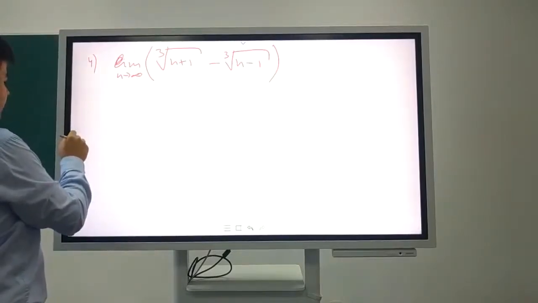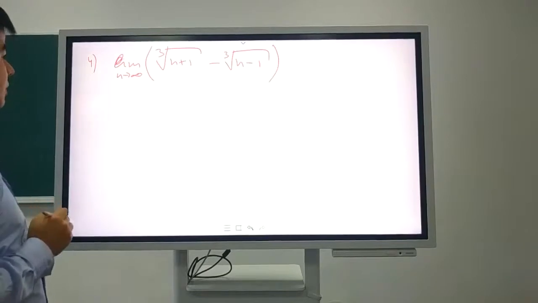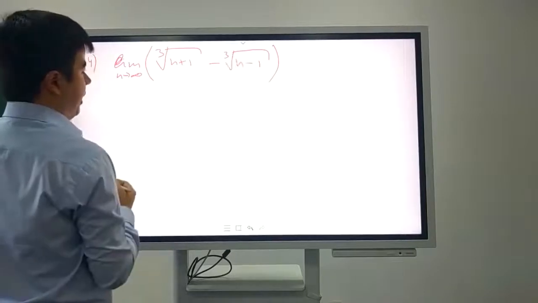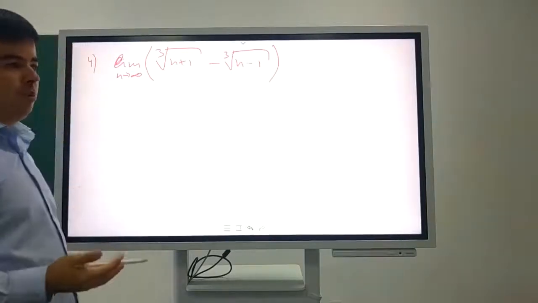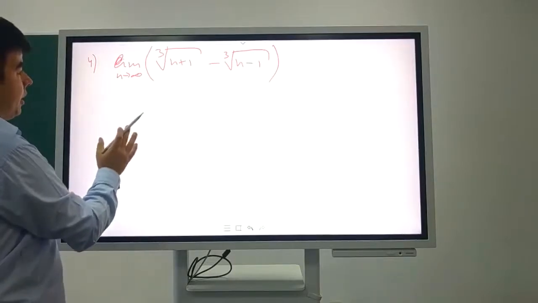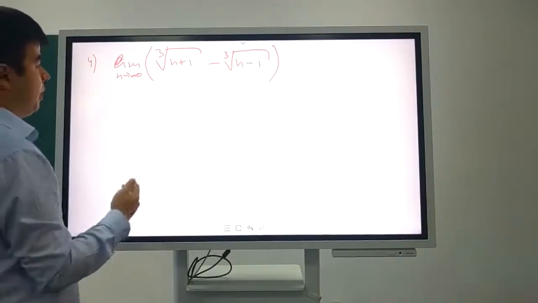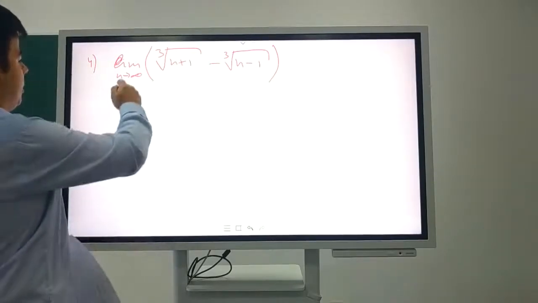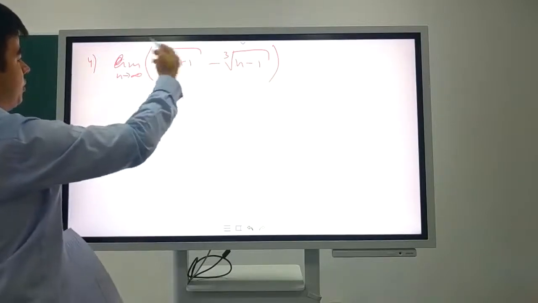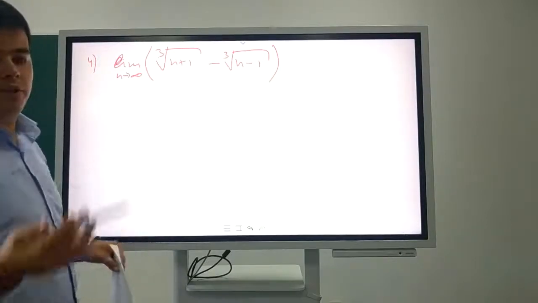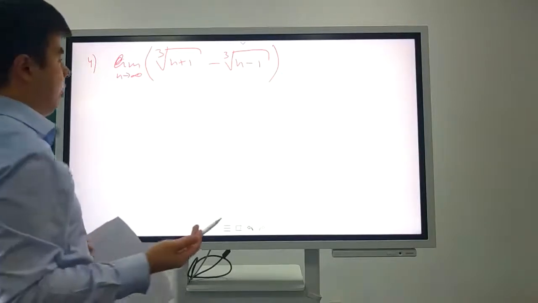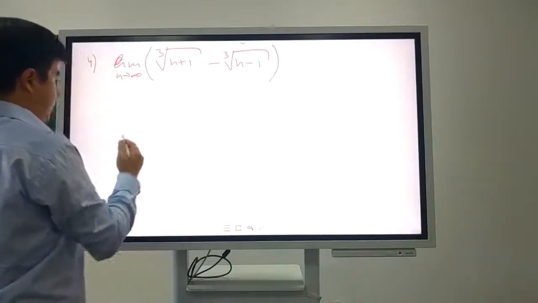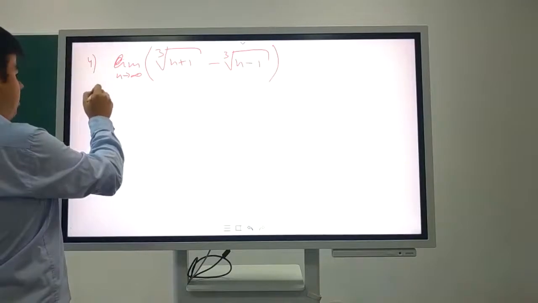To find this limit, firstly, we need to remember the formula a cube minus b cube, because here we have cubic roots. If we use this formula, we can get a limit which we can calculate. But in this case directly we cannot calculate, because if we put n tends to infinity, it goes to infinity minus infinity, which is unknown, so it's impossible. That's why we cannot do it directly. And let's use this formula, a cube minus b cube.